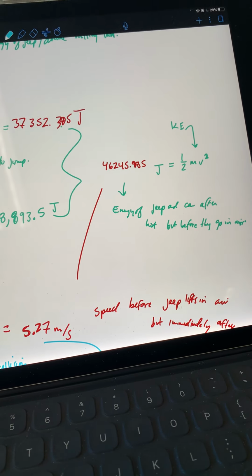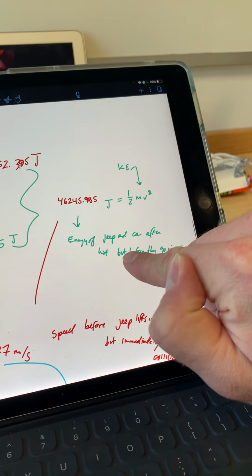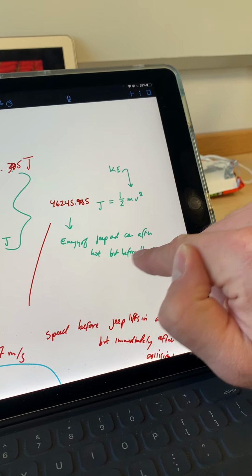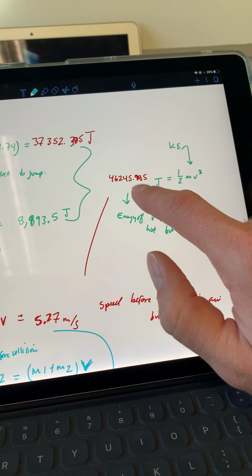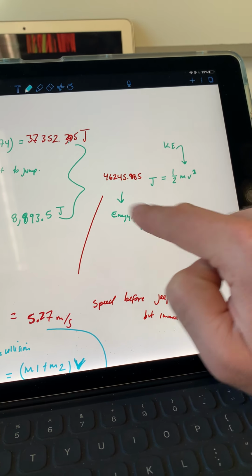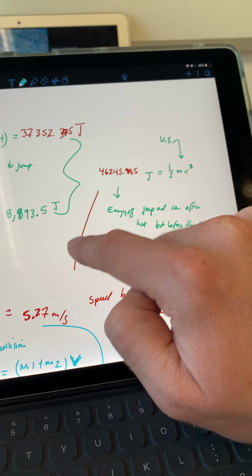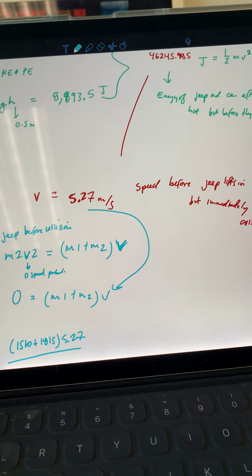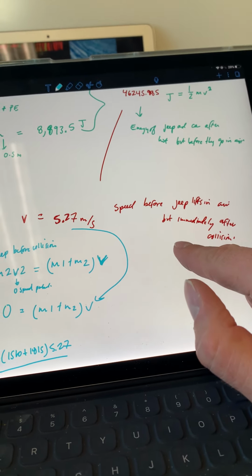So we had 46,245.885 joules, and that's equal to the kinetic energy here, which is 1/2 mass times velocity squared, the energy of the Jeep and the car after the hit, but before they go in the air, right? So if you rearrange this and isolate for V, you basically multiply this by 2, divide it by the mass of both the Jeep and the drunk driver, which we decided was 3,325, and then square root it. You end up getting the velocity of 5.27, which is the speed before the Jeep lifts in the air, but immediately after the collision, okay?